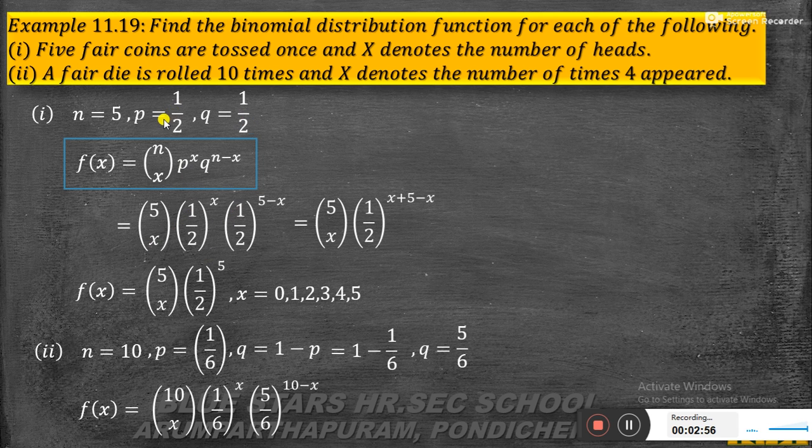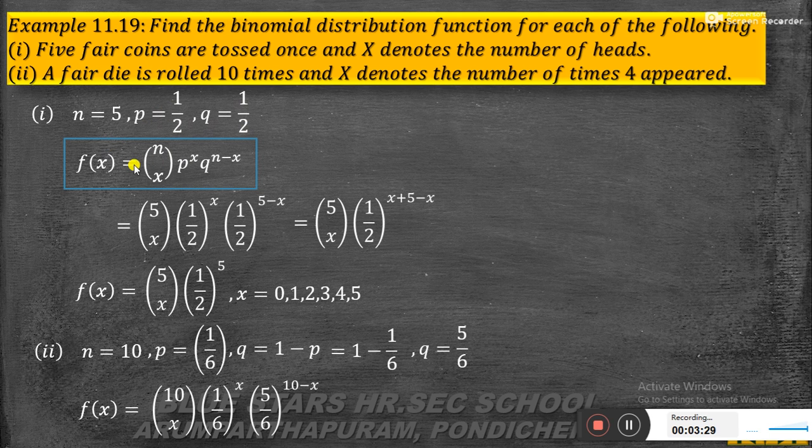Why do I take p equal to 1 by 2 and q equal to 1 by 2? Because here we toss the coin. We know that a coin has head and tail, so the total probability is p plus q equal to 1. That means probability of success is 1 by 2, and q represents the probability of failure, q equal to 1 by 2. This is the condition for the coin toss. So I take p equal to 1 by 2 and q equal to 1 by 2.